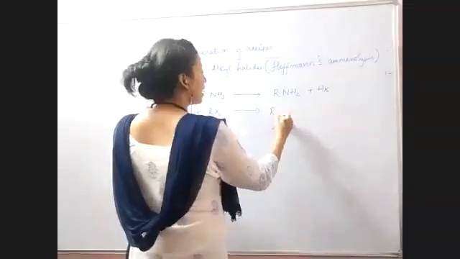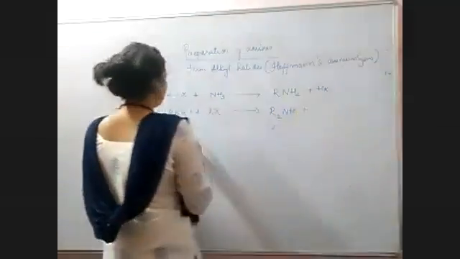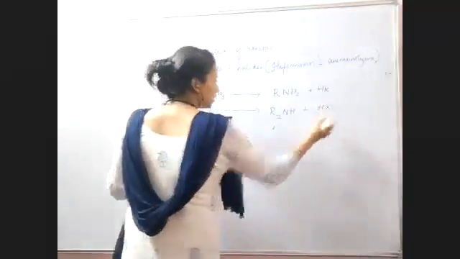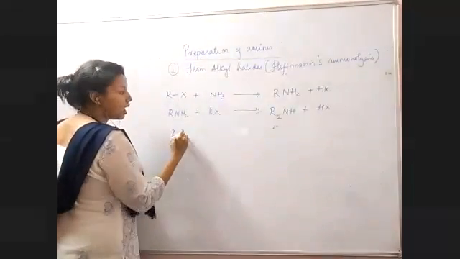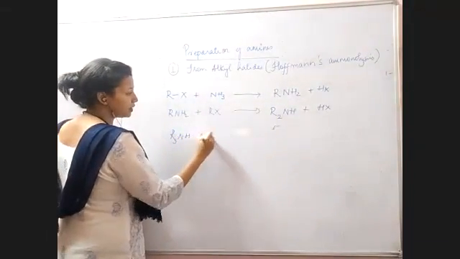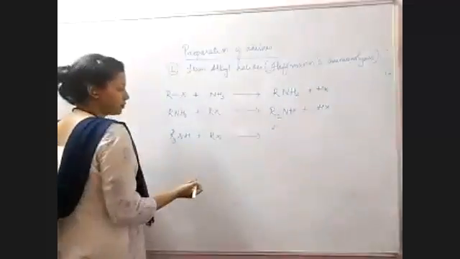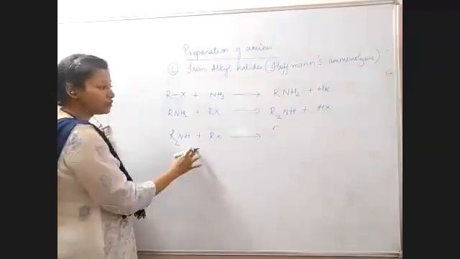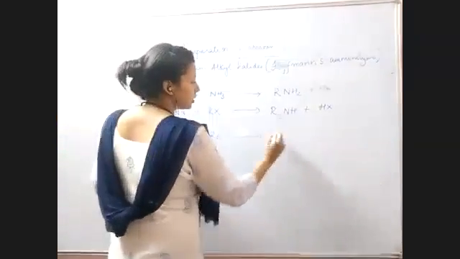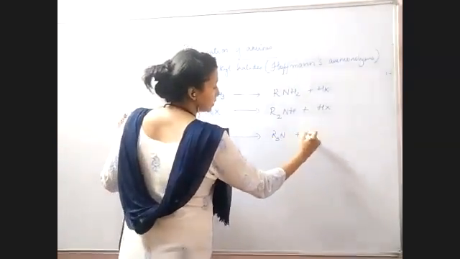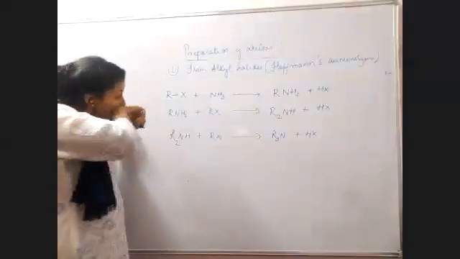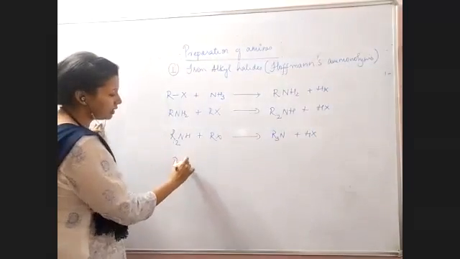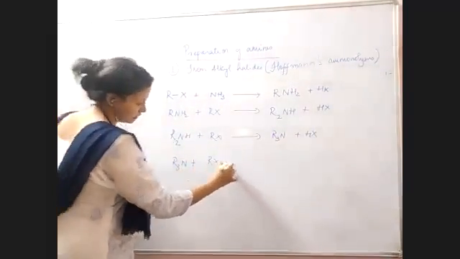R, that means R2NH plus R2NH, right? Plus HX. Third step, R2NH plus RX will give you R3N plus HX. Right? Last step, R3N plus RX.